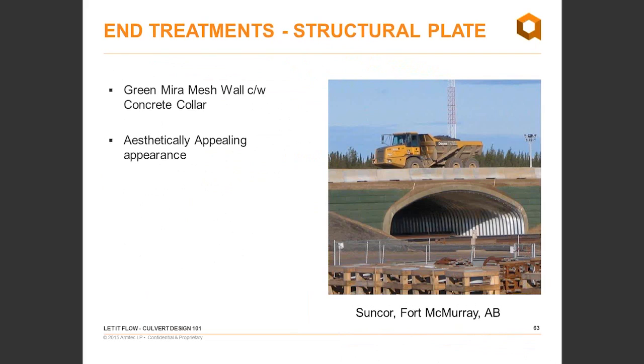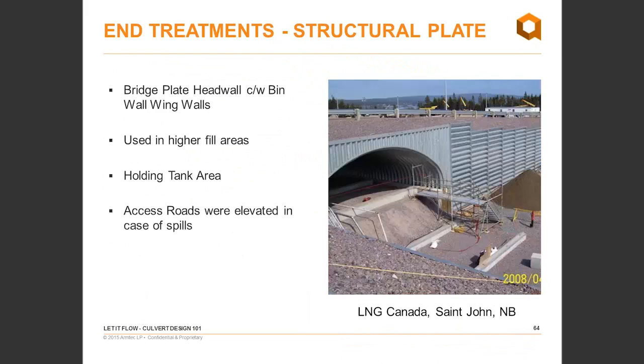If you're in an area where you want to give it a little more of a green appearance, this particular one was in Suncor, Fort McMurray, Alberta. It's a green Miramesh in the wire wall, a geotextile that gives it a green appearance, and in an area where aesthetics matter, it gives you a great benefit.